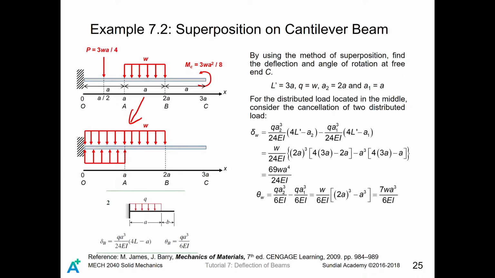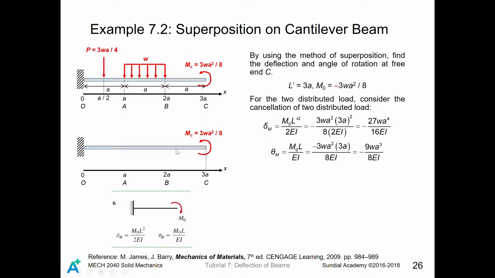So the way of substituting the numbers is just similar. To avoid confusion, let L prime equal 3A, Q equal W, A2 equal 2A, and A1 equal A. So here it is A1, here it is A2. So the deflection caused by this distributed load equals the longer one, the downward one, subtract the upward one. Then you substitute the numbers and simplify it. You will get 69 WA to the power 4 divided by 24 EI. The same for theta, and you will get 7 WA cubed divided by 6 EI.